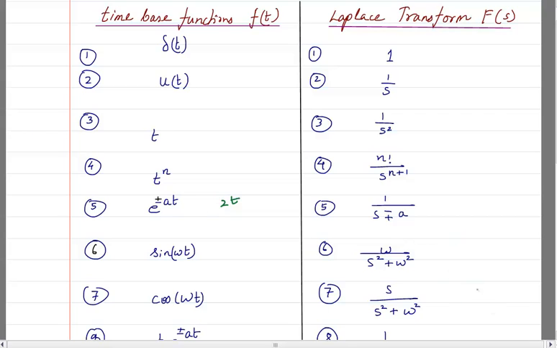Or suppose you are going to get 5 divided by s square plus 25, you can directly say that its Laplace inverse will be sine 5t. Why? Because the omega value we had written there was 5. So this is the standard result which you can do the inverse. But always the result is not in this form.